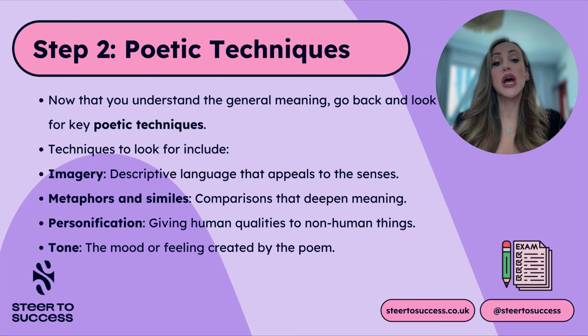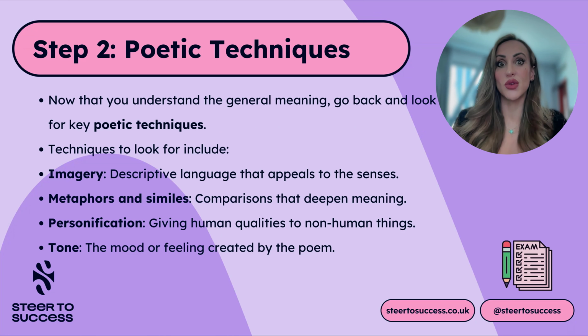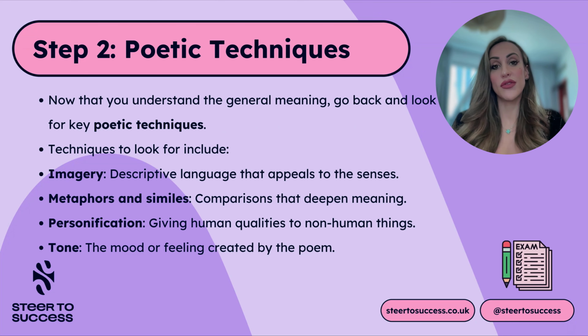And now that you understand the general meaning, go back and look for key poetic techniques in your second reading, which might be more of a skim and scan over the poem, but you should be reading it again at this point. And techniques to look for include imagery, so descriptive language that appeals to the senses. That would include metaphors, similes. Remember, if you forget whether it's a metaphor, simile, personification, you can always refer to it as imagery, as that's kind of an umbrella term.